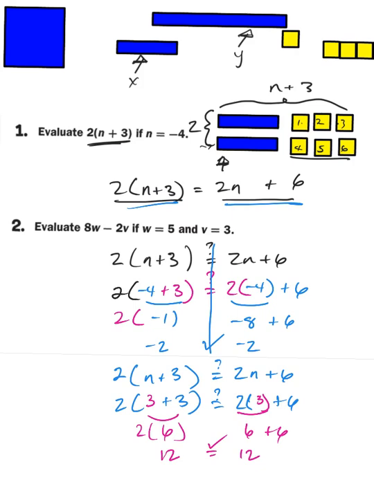If these two expressions, 2 times in parentheses n plus 3 and 2n plus 6, are equivalent, whatever number I put in should come out to be the same value on both sides. I can plug the same number into both and I get the same value. Now, again, you should have this written and that you've checked it this way and that way.